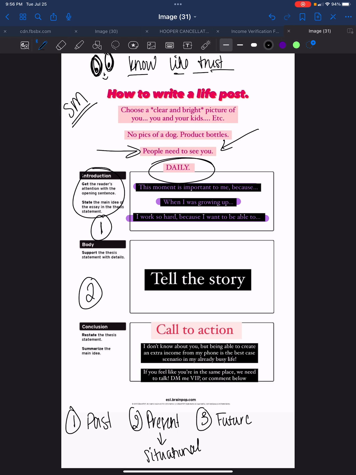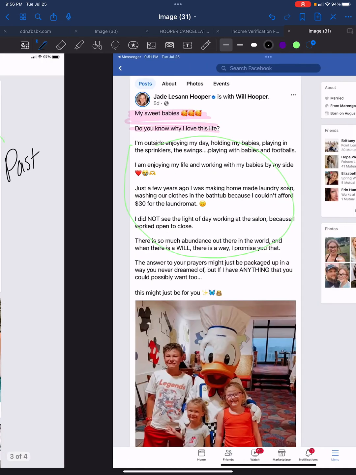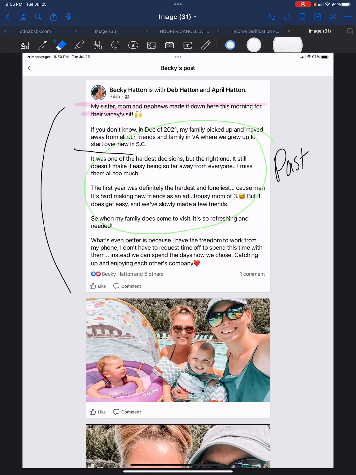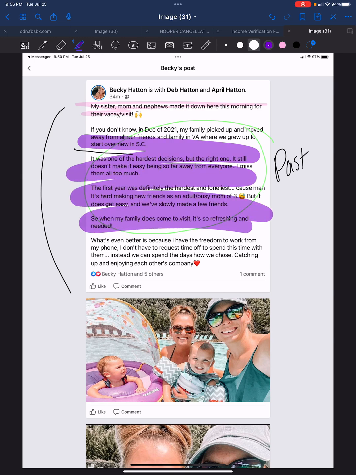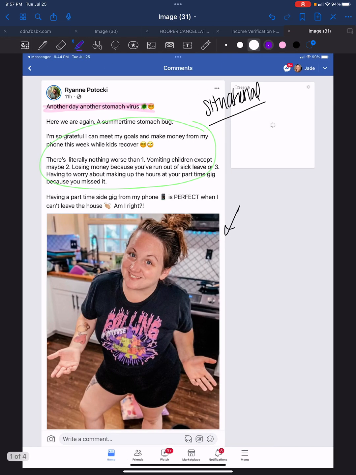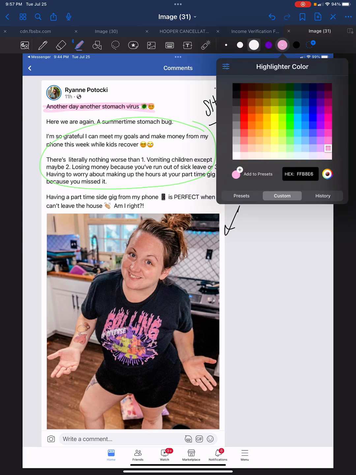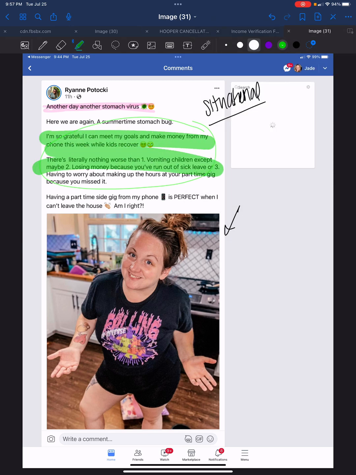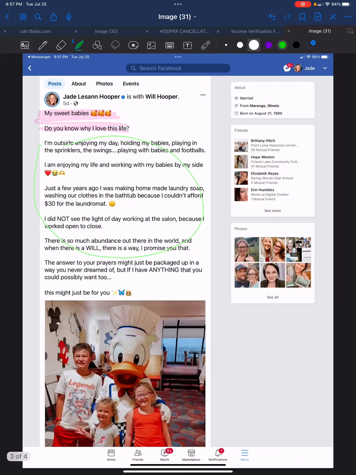That's what present is. Past is when we're telling a story about the past, okay? And really that's what Becky is doing right here. She is telling this whole entire story about the past back in 2021, okay? For Ryan, she's telling her story and she's doing it in the present tense. Right now they have a stomach bug. Does this make sense? For me, I'm telling a story about the past. Just a few years ago, I was making homemade laundry soap and things that I had gone through in the past. Okay.